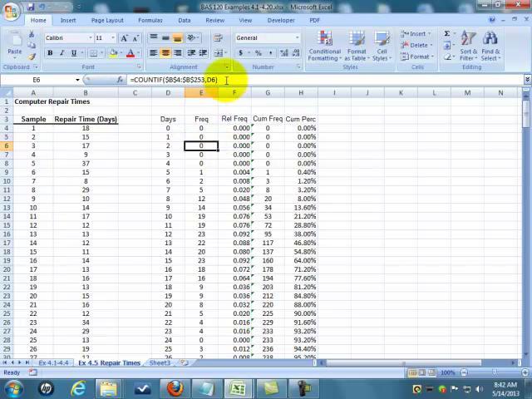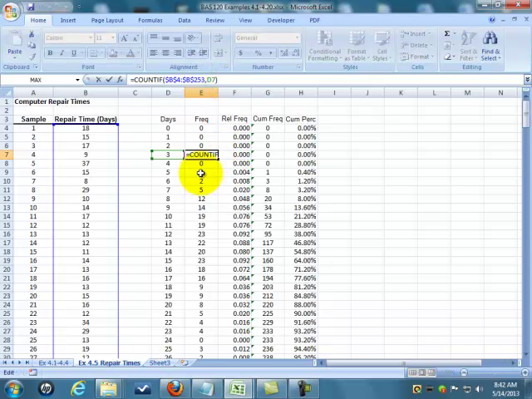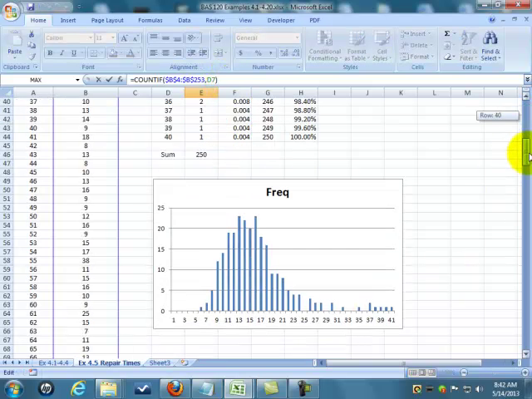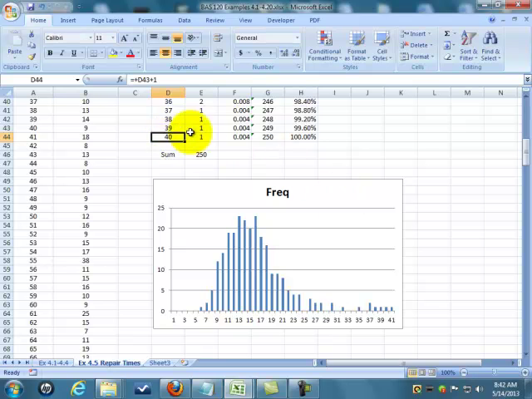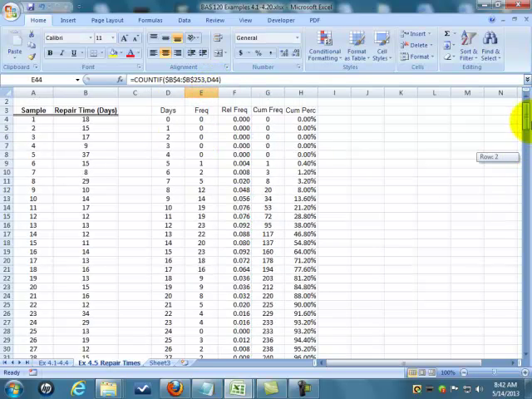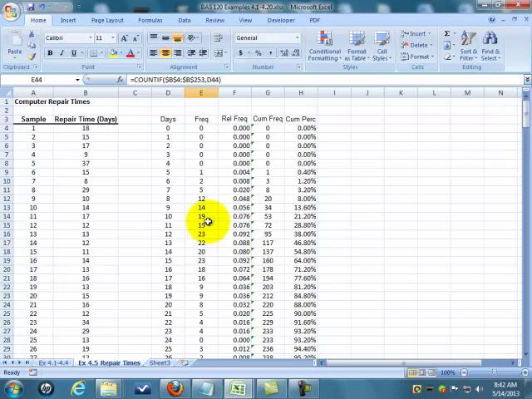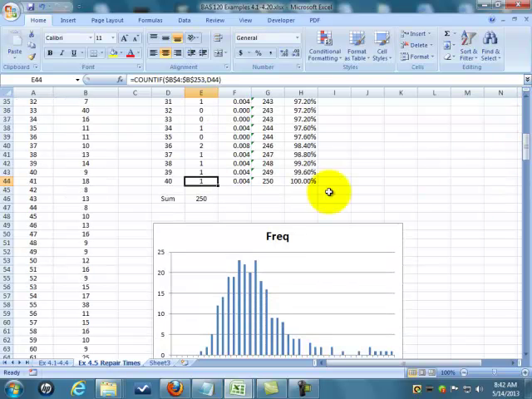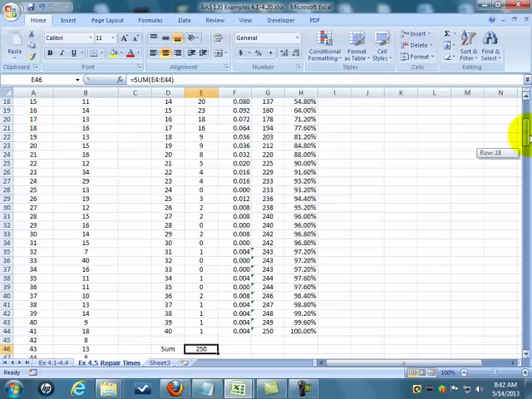Count if it's 1 day. Count if it's 2 days. Count if it's 3 days, etc., all the way down to what I knew the maximum was, 40. So this is count if it's 40 days. Okay, so that's my frequency. Now I went ahead and summed this up to make sure there were 250, and I've got all 250.